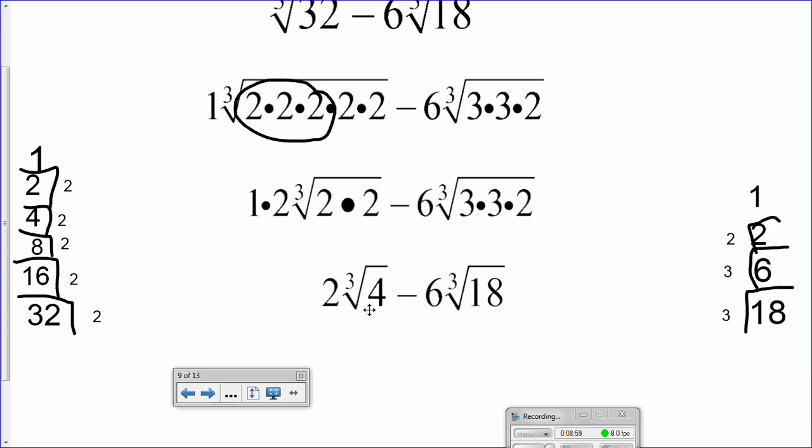They are not the same radical. This is the cube root of 4, this is the cube root of 18. So I cannot subtract this. So this is my final answer. Okay, and I leave it like that.